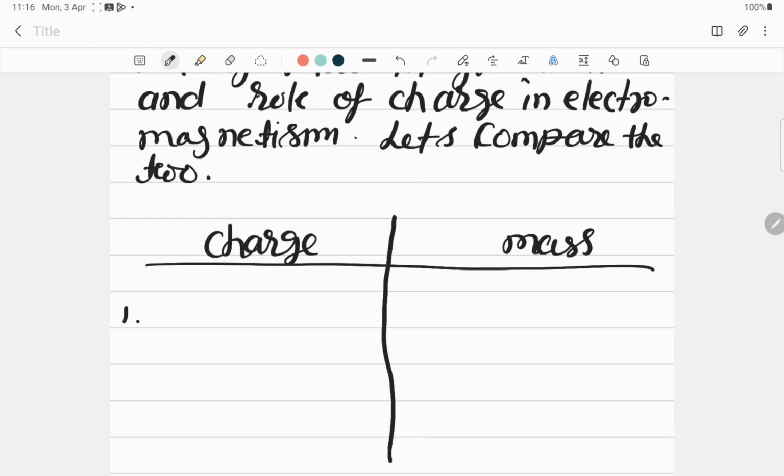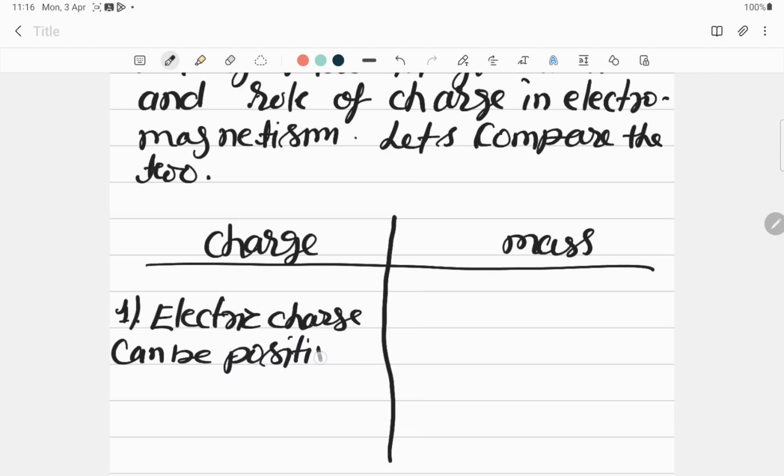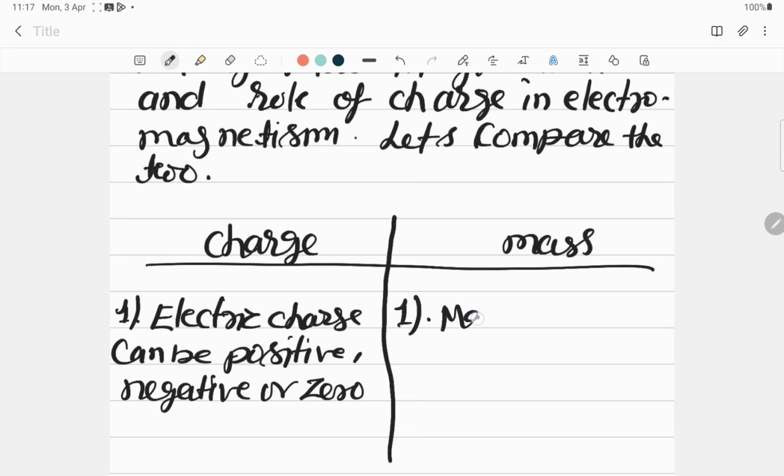Number 1, electric charge can be positive, negative or zero. Number 1, mass of a body is always a positive quantity.